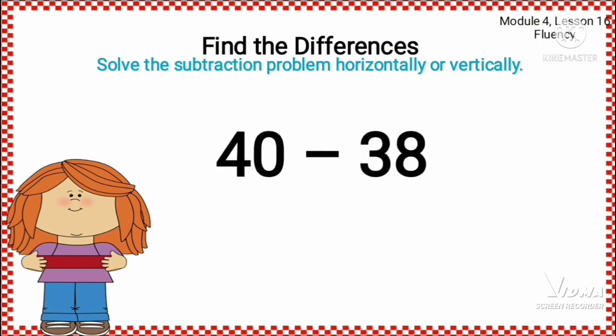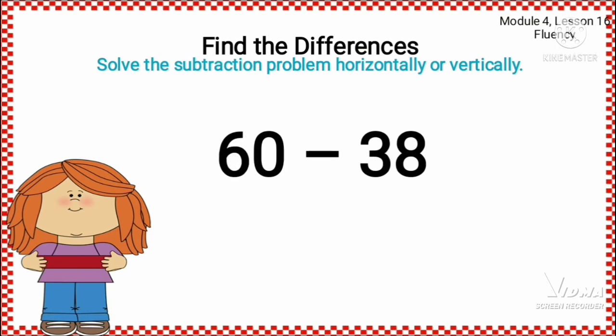Now solve this one. 40 minus 38. I'll give you a second. The same method. Decompose the 10. If you have 10 ones, remove 8 from it. You have 2. And the other ones cancel out. So what is your answer? 2! That was a bit tricky. But have you got it? Thumbs up.